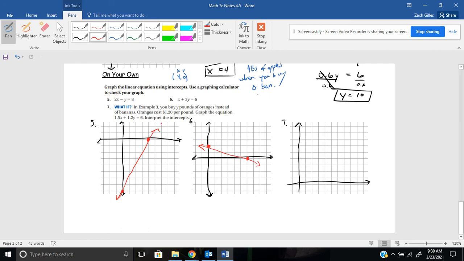And lastly, for number 7, we talk about oranges instead of bananas. So I'm still going to do that 4 pounds of apples. 1, 2, 3, 4. And instead now my y-intercept is going to be 5. So 1, 2, 3, 4, 5. And there is my line like that. And again, interpreting the intercepts, for my x-intercept, that still means that I can buy 4 pounds of apples if I do not buy any oranges. And for this intercept, that means that I can buy 5 pounds of oranges if I don't buy any apples.